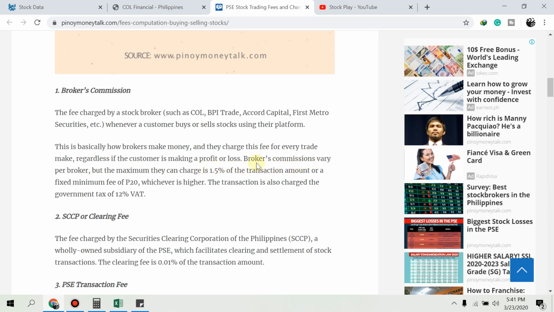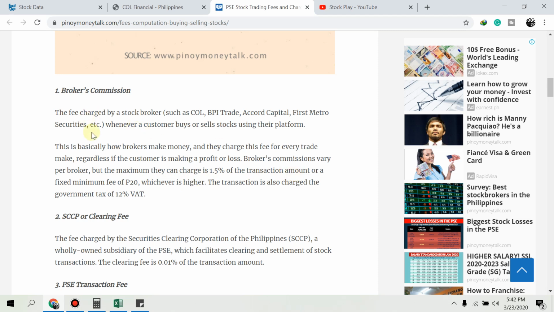Brokers' commissions vary per broker, but the maximum they can charge is 1.5% of the transaction amount or a fixed minimum fee of 20 pesos, whichever is higher. So meaning lang nun guys, so meron tayong tinatawag na minimum and maximum. For minimum broker's commission, so we have 20 pesos. Then yung maximum guys, 1.5% of the transaction amount. So si transaction amount guys is equivalent to gross trade amount. So mamaya, i-define natin yung gross trade amount.